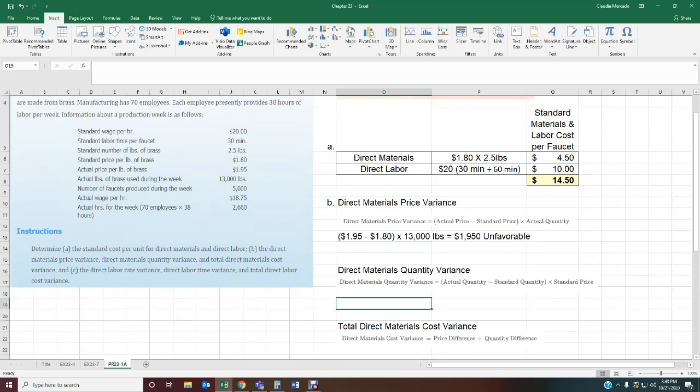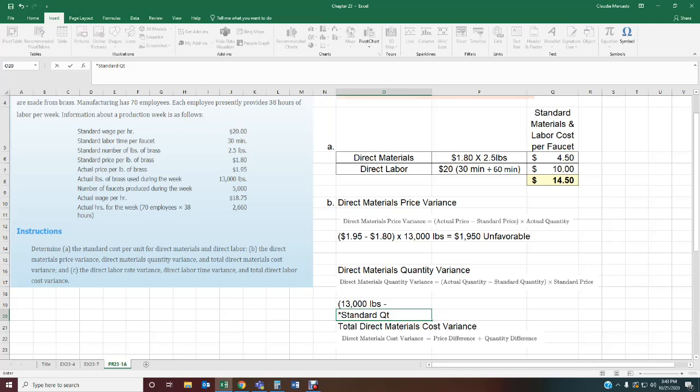The next calculation we have is the direct materials quantity variance. This is your actual quantity minus your standard quantity, times your standard price. My actual quantity of pounds of brass used during the week is stated in the problem as 13,000 pounds. I'm going to subtract my standard quantity. Now we have to be careful here. The standard quantity is not provided, so we have to calculate it. I'm going to calculate the standard quantity right here.